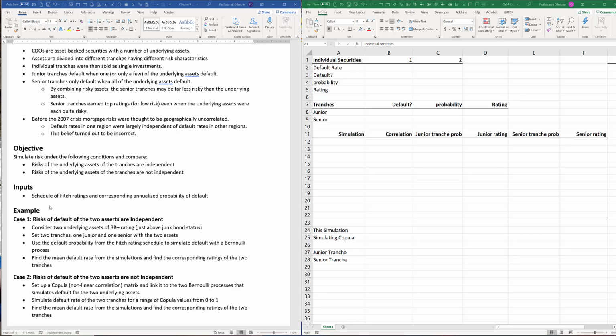Then we will compare the kind of ratings these CDOs will get if the interdependencies are ignored and the assets are treated as independent, against the case where we do take into account the interrelationship between the underlying assets.